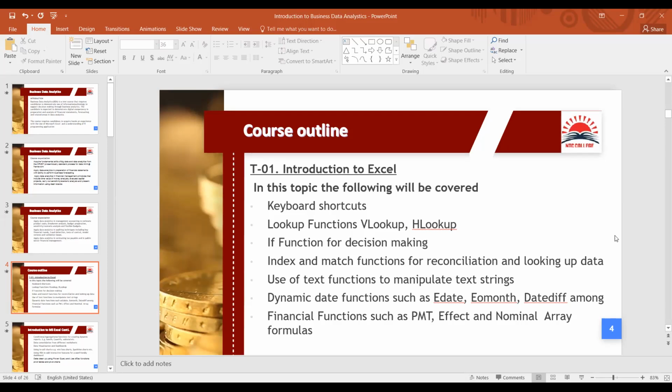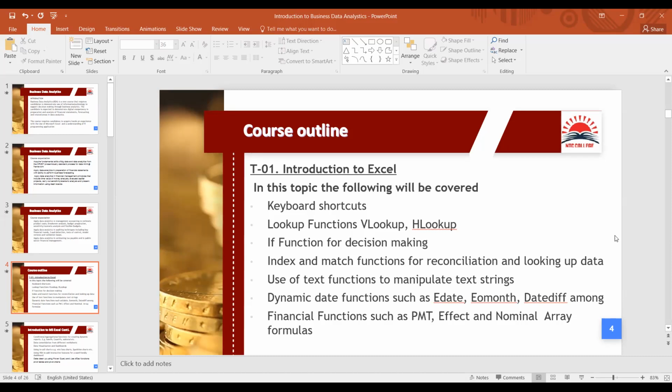Probably you have more than 2 scenarios that you are testing. Then there's also application of index and match function. For the people who are doing reconciliation, it's important that you understand the index and the match function so that you'll be in a position to do reconciliations. Then there's also the use of text functions to manipulate text strings. Then there's also dynamic date functions such as edate, end of month function, datedif, among other functions.